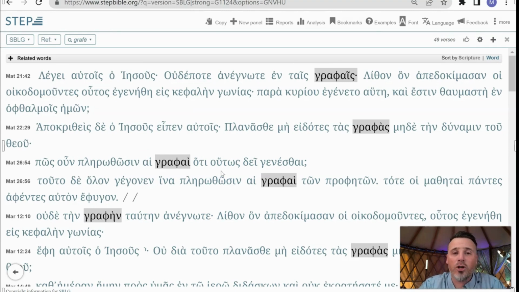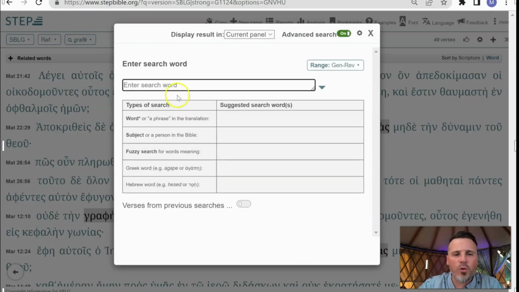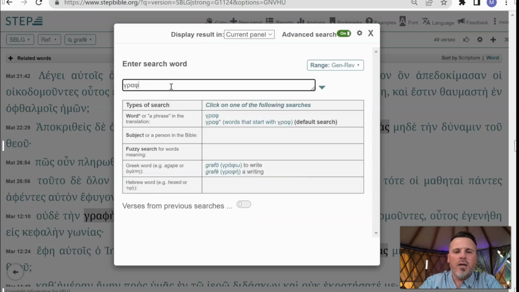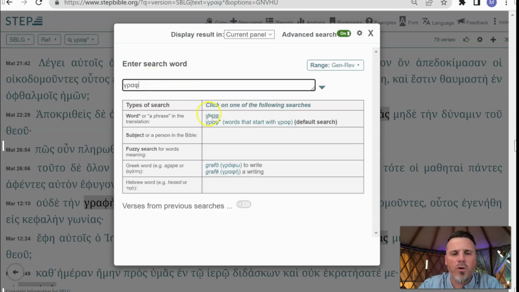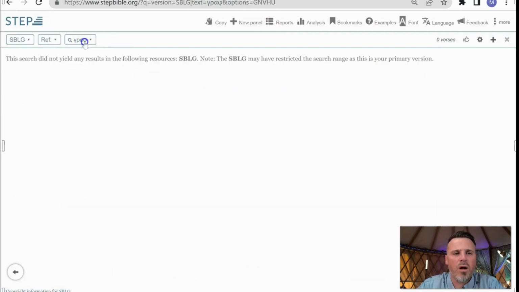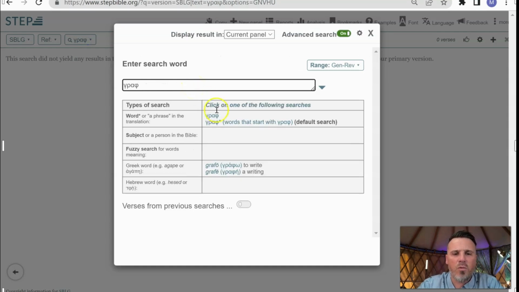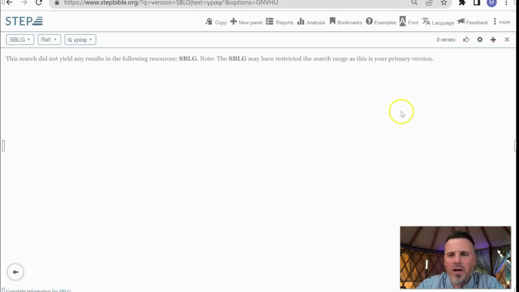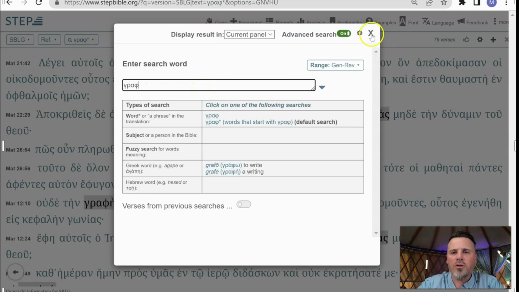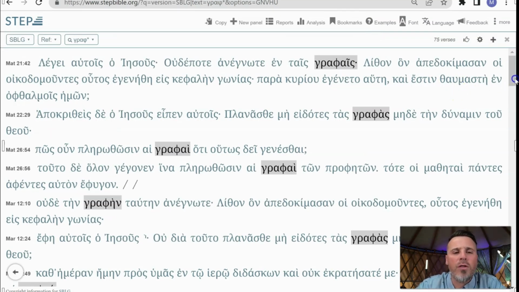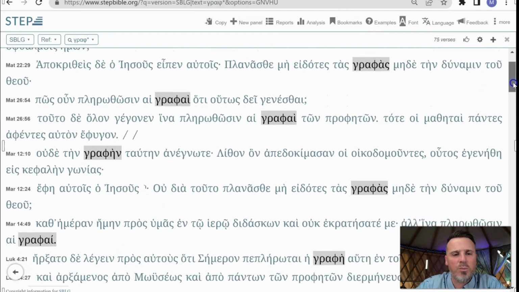So graph has to do with writing. It's where we get our word graph from, or even graffiti is a good way to think about this. We get our word graphic, believe it or not, from this. So it has to do with writing, and you'll be able to see if I go back here and type in one more time, under the suggested words that start with graph, it's going to give me, this one did not work. Oh, there it goes. Now it's working. It's going to give me all the places, both verbs and nouns, that this pops up.